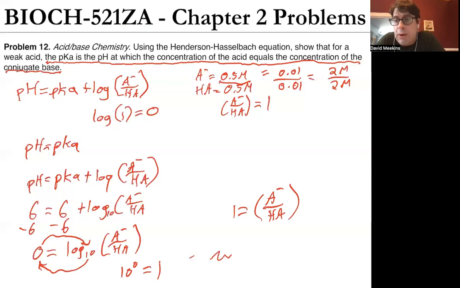So make sure you play around with that a little bit. It's really important to understand that the pKa is the pH when the conjugate base and the acid are equal. If you go below that pH, the acid, the protonated form, HA, is going to be the dominant form. If the pH is above the pKa, then the conjugate base, the deprotonated form, A minus, is going to be dominant in that solution.